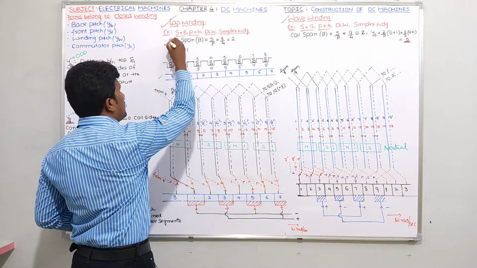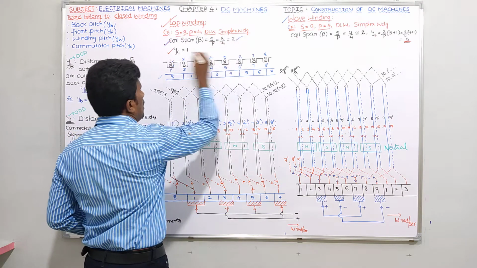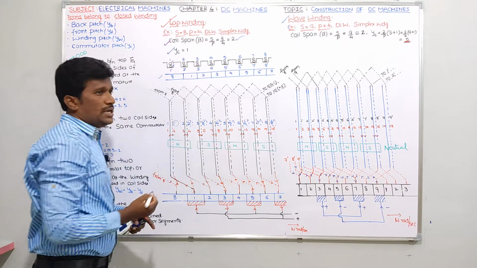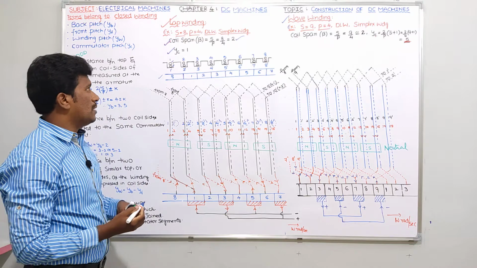So if you calculate coil span for that, beta equals slots per pole, 8 by 4, you get 2. And I told you commutator pitch is plus or minus 1. By default we take it as progressive winding. So Yc becomes 1 here, plus 1.